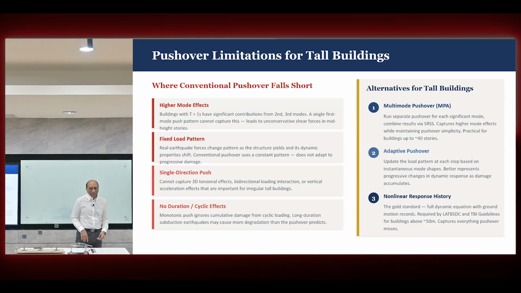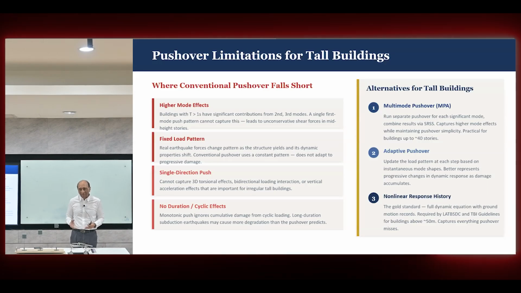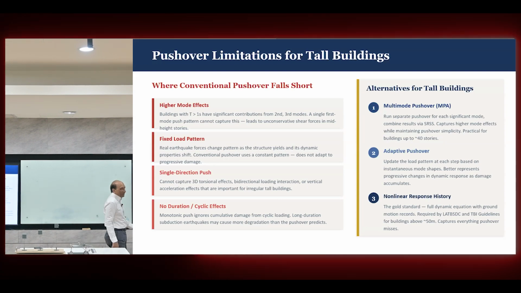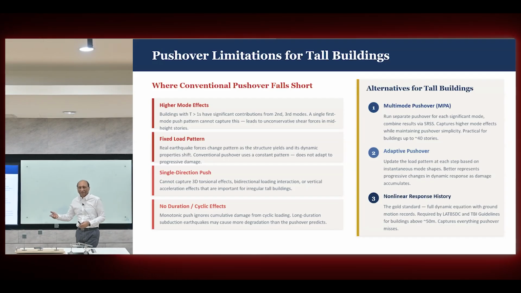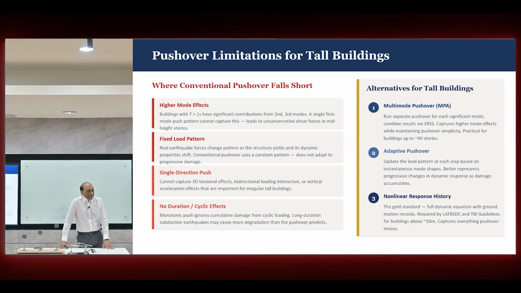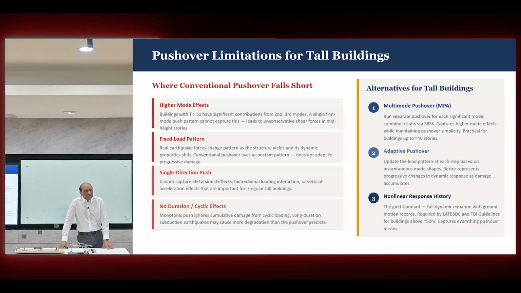Then single direction path, once again: only one direction we are pushing. What about the other direction? Maybe the earthquake is diagonal. What happens there? The structure is unsymmetrical. What happens there? We don't know. We fix everything before we start the process. And then no duration or cycle effects, no accumulated damage effect. It's just a one-time push, but an actual structure is going back and forth like this. So that is also gone. So it has these weaknesses, which is why people don't use it as the final answer. It is a very good answer, but not the final answer, because it still misses so many things.